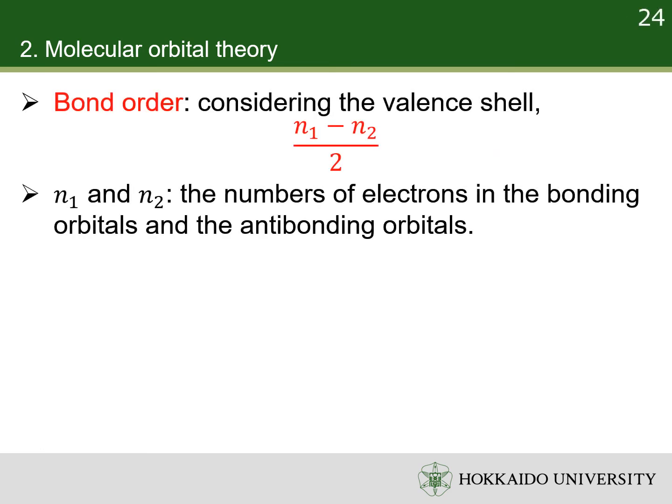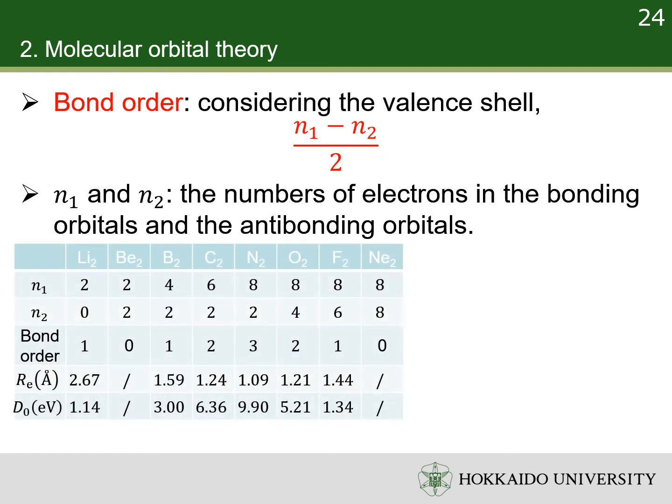Bond order is defined to be the number of electrons in the bonding orbitals minus the number of electrons in the antibonding orbitals, divided by 2. To calculate the bond order, we only need to consider the molecular orbitals made of the valence electrons. Here, we use the dilithium molecule to the difluorine molecule as examples. The bond orders can be easily calculated from their molecular orbital diagrams.